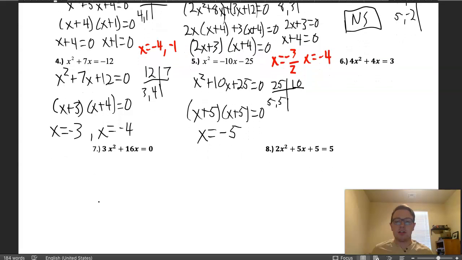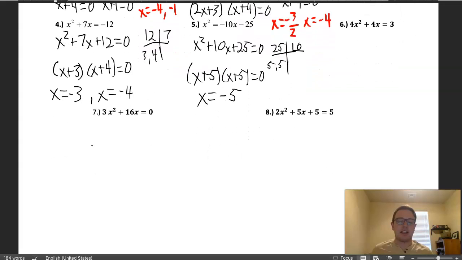Let's do one more. Let's do problem 7. Now, how do we do this? Because we have no c. We're looking for factors of 0 that add up to 16? Well, not quite. We can just factor out of both of these. What do they have in common?